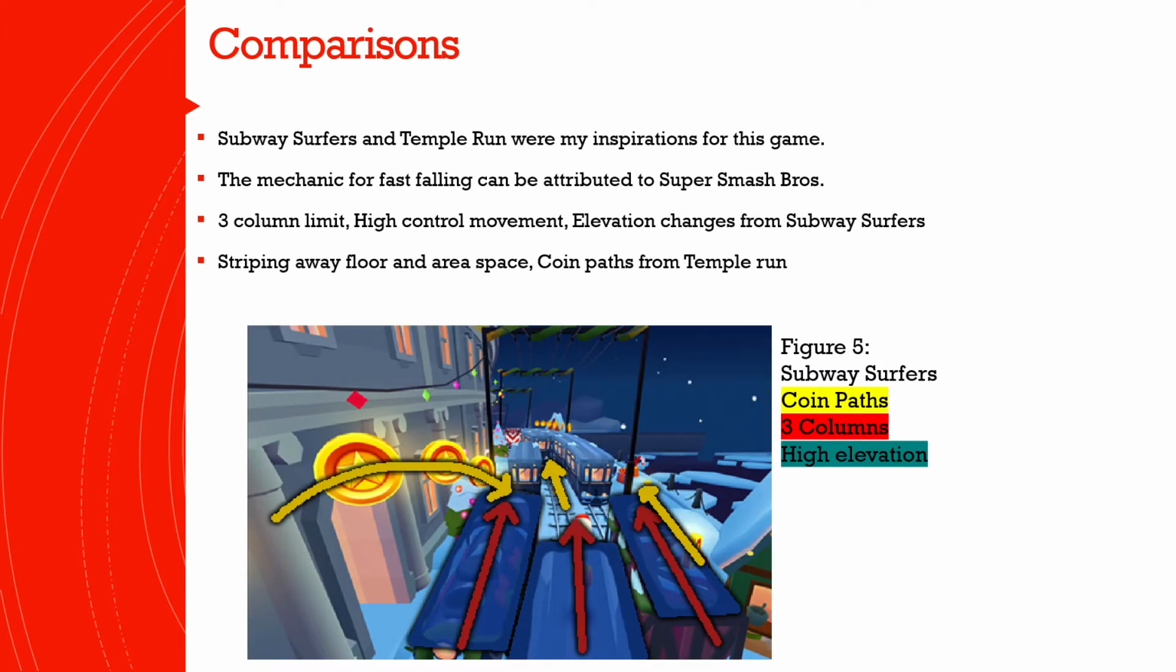My main inspirations were Subway Surfers and Temple Run for auto runners, and Super Smash Bros. for the fast falling mechanic. You can see in figure 5 a segment of the level from Subway Surfers with color-coded labels for the different examples of aspects that I took inspiration from. For example, the coin pass in yellow, which guide the player, the 3-column limit in red shows the restrictions on the different planes that the player can move in, and the blue planes of a higher and differing elevation.